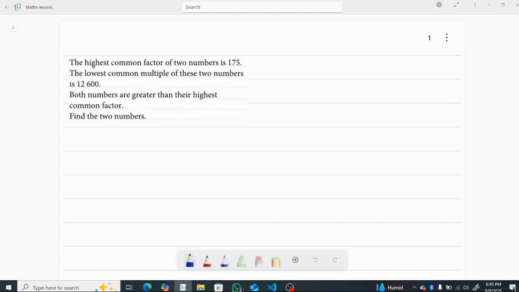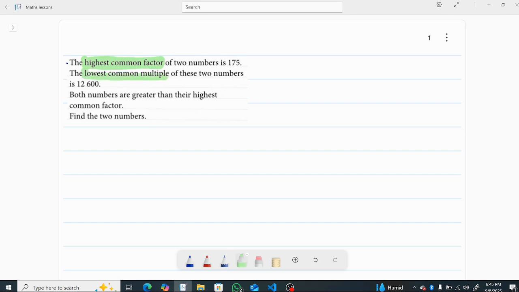The question says that the highest common factor of two numbers is 175 and the lowest common multiple of these same two numbers is 12,600. Both numbers are greater than their highest common factor. Find these two numbers.